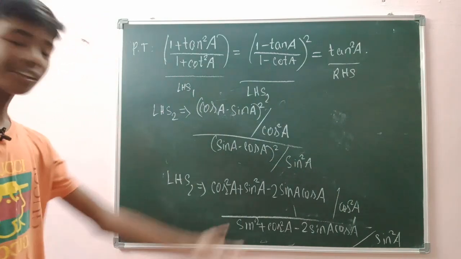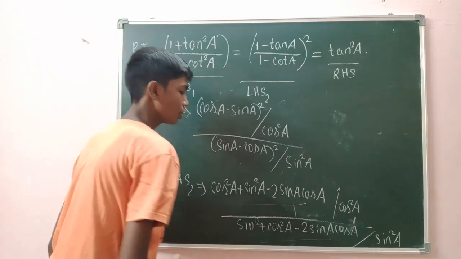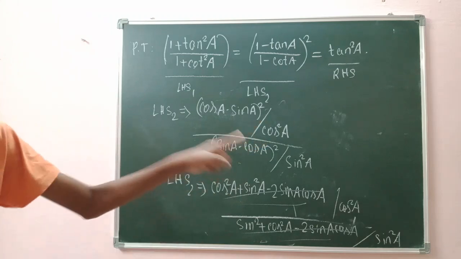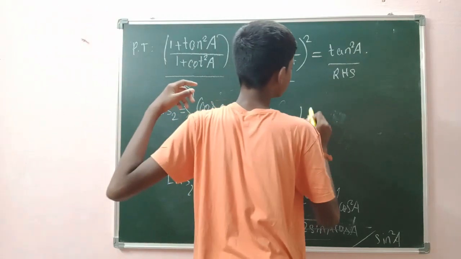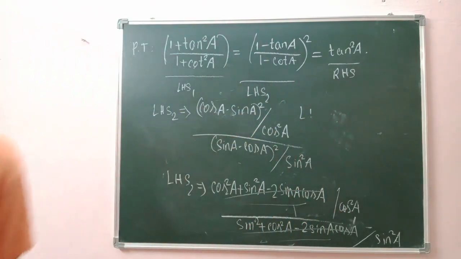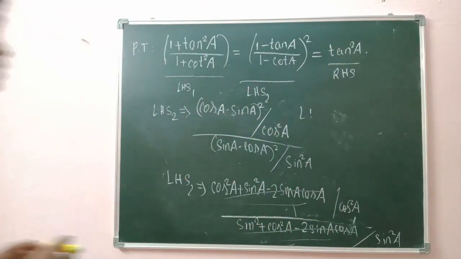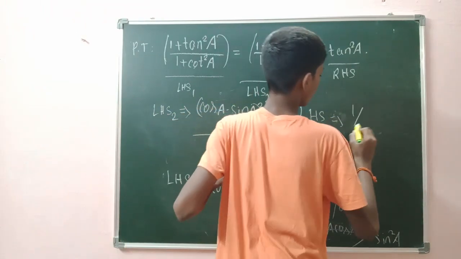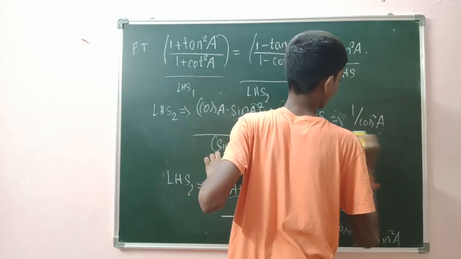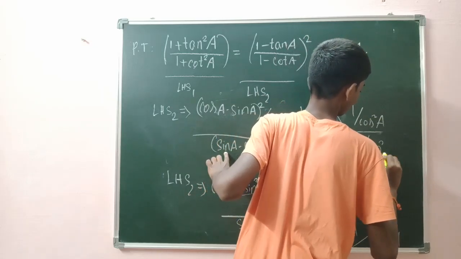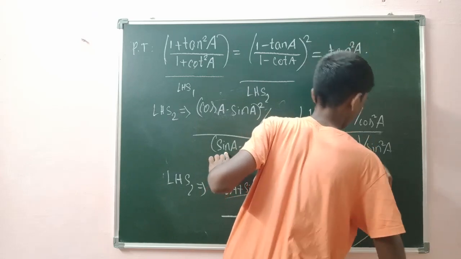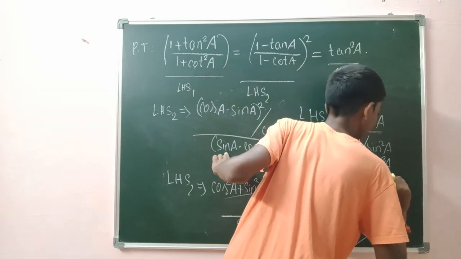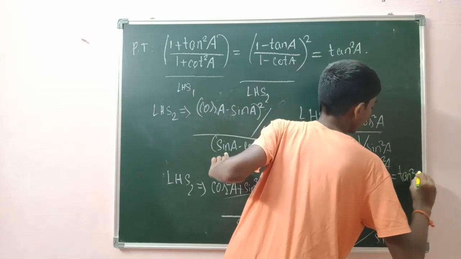So what you can observe is these two terms are the same, therefore I can cancel them out. So therefore I'll get 1 by cos square A divided by 1 by sin square A. One second, wait. Which implies that your LHS2 is equal to 1 by cos square A divided by 1 by sin square A. Therefore, I can write it as sin square A by cos square A, which is equal to tan square A. Hence proved.